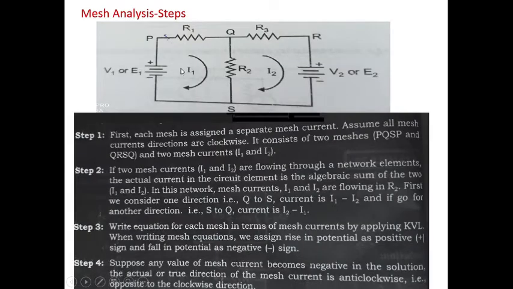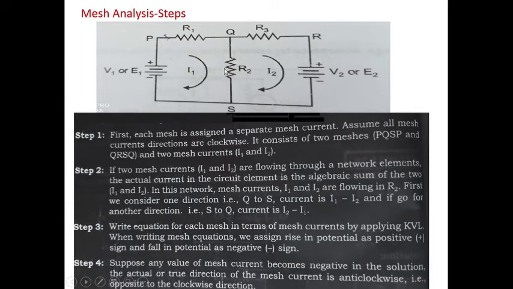So mesh analysis, this is the conventional method. The steps are also given. Here we can see it is a two loop case. You can see that R1, R3 and R2 are there. R2 is in between two meshes.